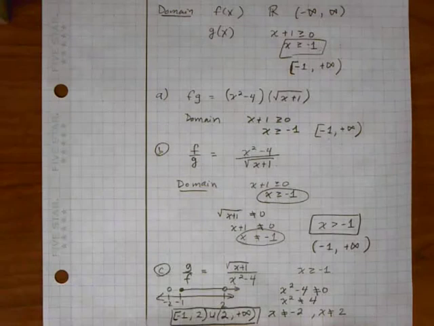So the moral of the story is that when you have two functions, you take their domain from the beginning. When you combine them in any way, shape, or form, the domain of that new function should be equally restrictive or more restrictive than the originals.